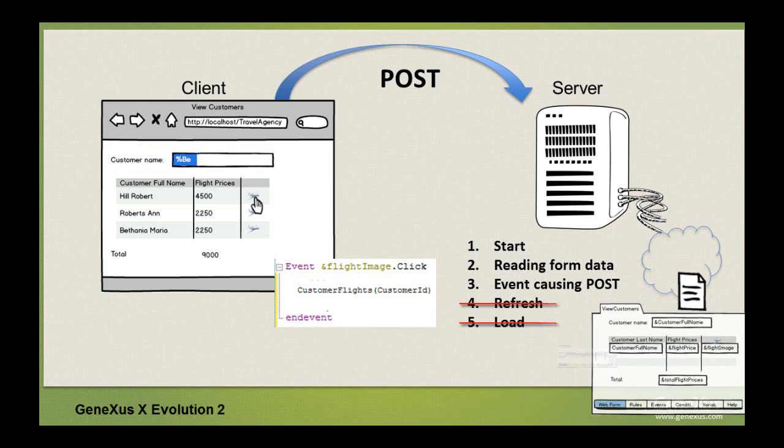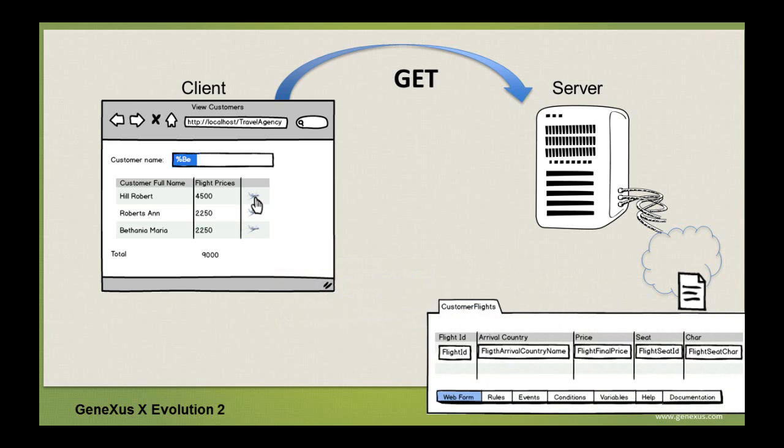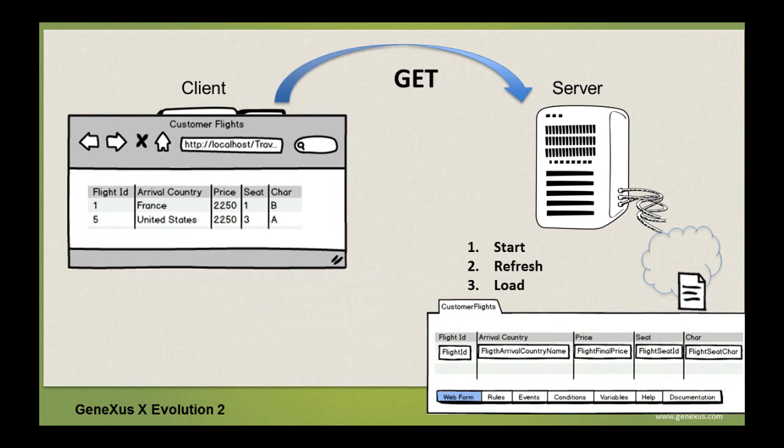Without going into detail, the result will be as if a GET was made of this other web panel, which, before executing its start event, reads the parameter sent to it, customer ID. Next, it executes the start, refresh, and load events, returning the file to the client to draw the new screen.